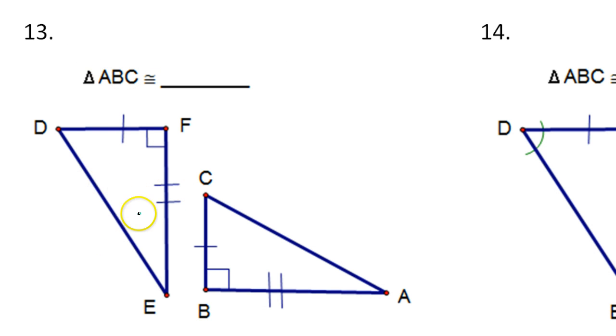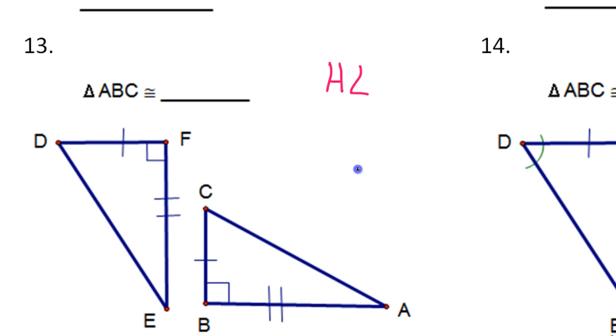Alright, number 13, we have another pair of right triangles. So the first thing we will ask ourselves is, will this be covered by the hypotenuse leg theorem? Okay, so I see these two marks. This single, that's a leg. This double, that's another leg. The hypotenuse is over here, and that is not marked congruent. So we have a leg and a leg, but not the hypotenuse. So we will not be using the hypotenuse leg theorem.